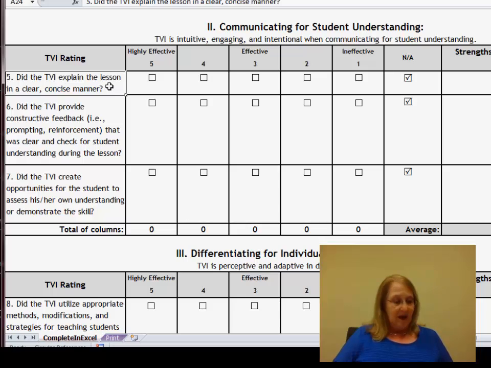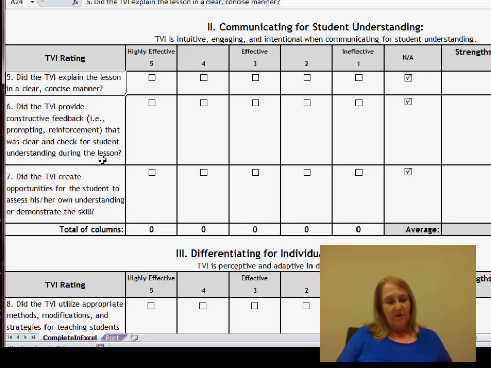Another example would be on number 6, did the TVI provide constructive feedback? And this would be things like looking at prompting and reinforcing that was clear, and check for student understanding during the lesson. A lot of times we just keep teaching, but we don't ever make sure that the student's getting what it is that we're trying to teach. And the whole area of over-prompting and someone positively reinforcing, et cetera, those are the kind of things you would look for here and decide whether that was effective, or was it too much prompting, or hand over hand instead of hand under hand. And go through that kind of rating process as you think about that tool.